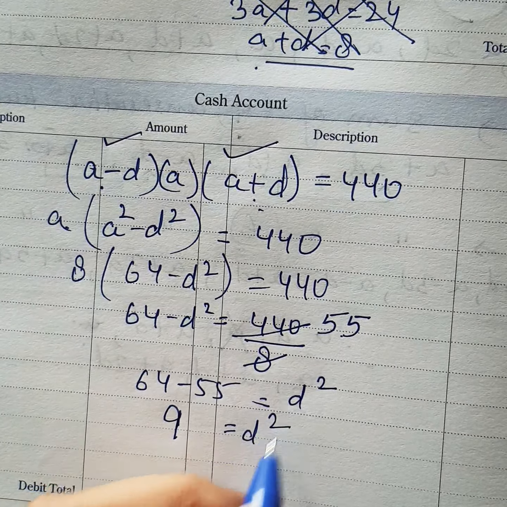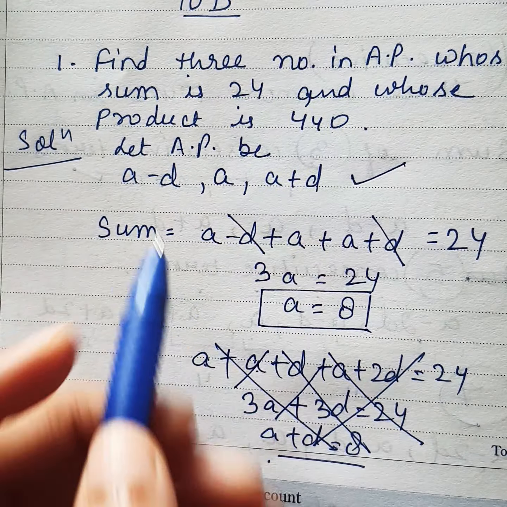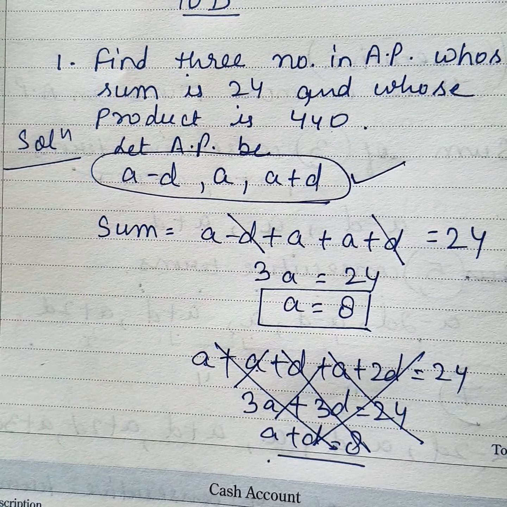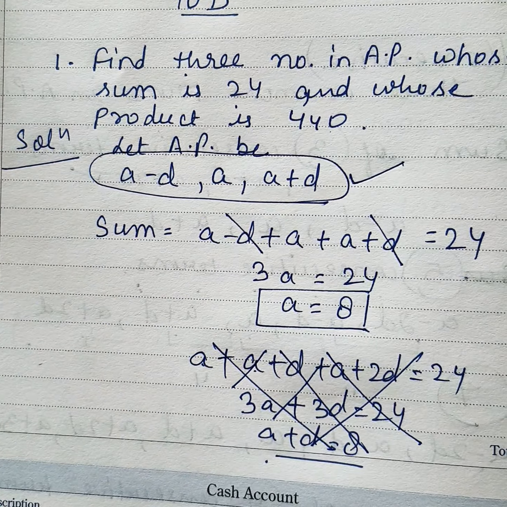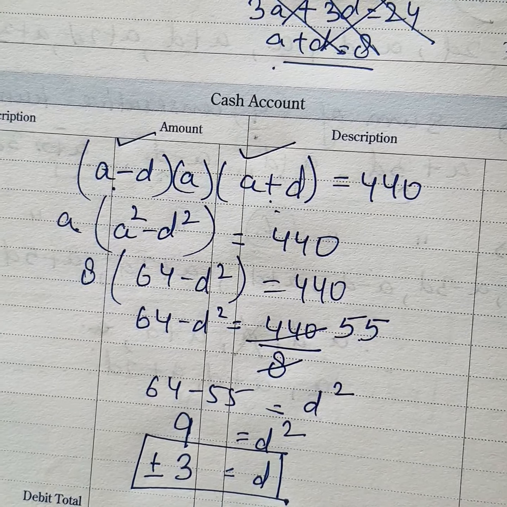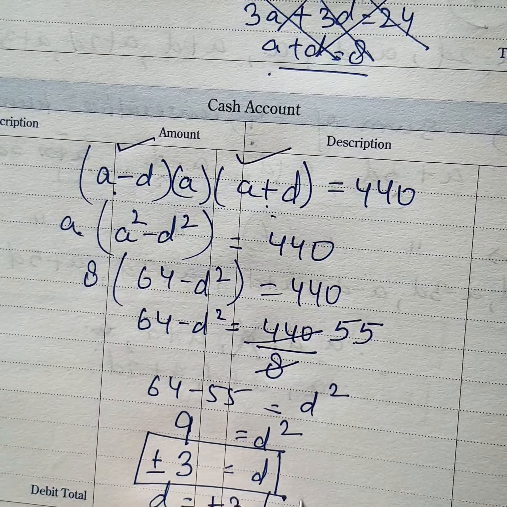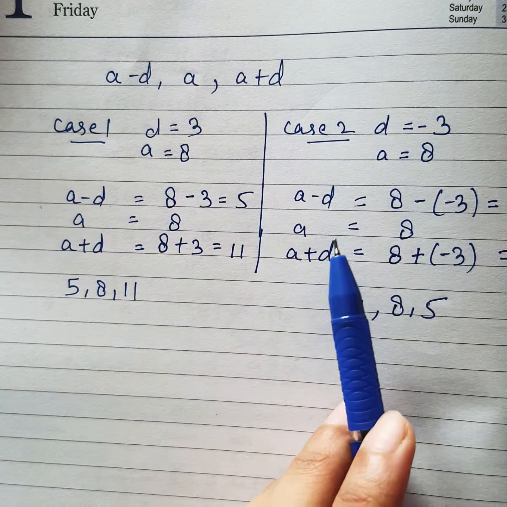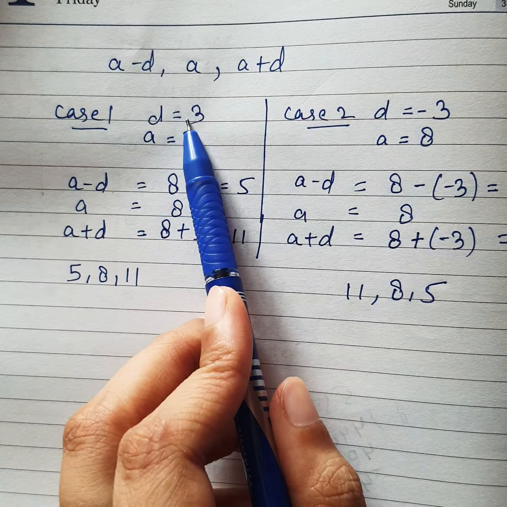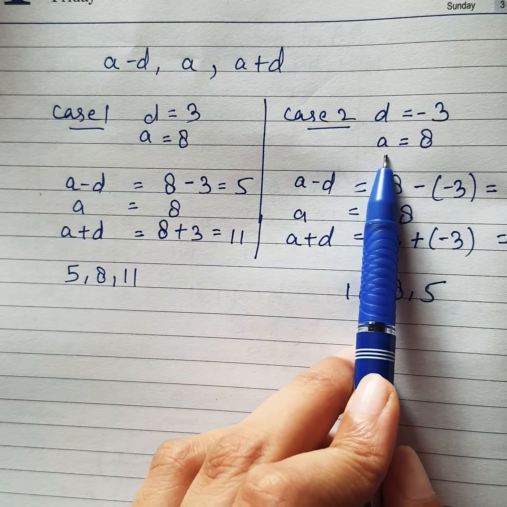The question was, find the three numbers in AP. Three numbers we had taken this, and value of A is 8, D is plus 3 or minus 3. So now we have to take two cases, when D is plus 3 and a second case when D is minus 3, and A value will be 8. So it will go like this. This was the assumption that we had taken: three numbers, D is plus 3 or minus 3, A value 8.